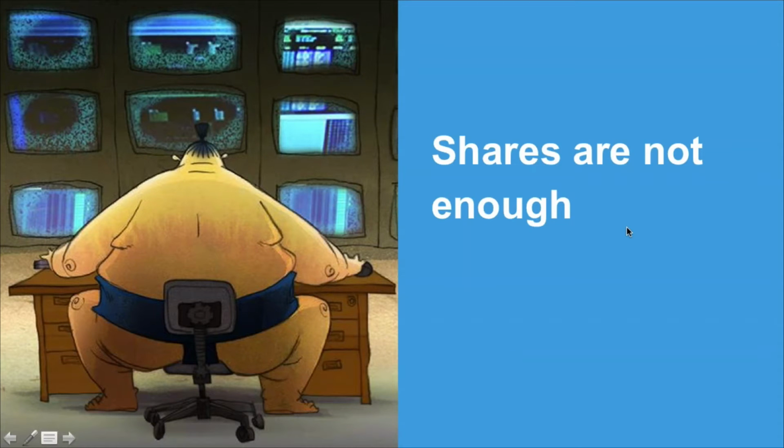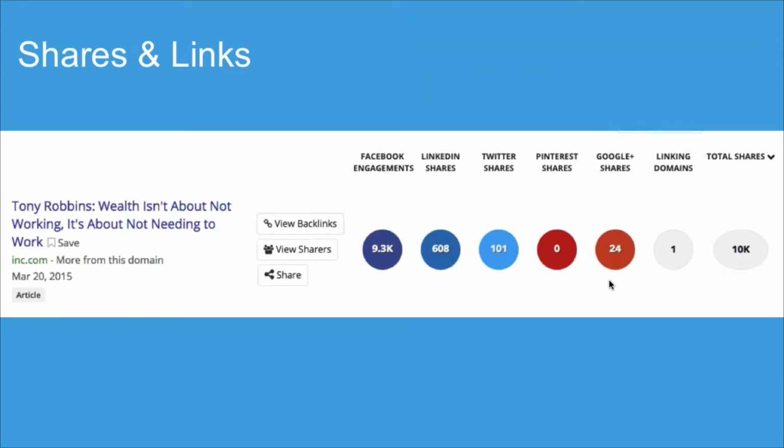So the starting point is that shares aren't enough. Shares are fantastic. It's great to get shares on your content. But in terms of your content marketing strategy, shares on their own are not enough. I can see lots of examples, and I could share lots of these, but this is a typical example of an article. This happens to be on Inc., but I could choose them from many sites. They've got a lot of shares, 10,000 different shares, but only one link. In fact, I can show you viral quizzes that got 100,000 shares and 0 links.